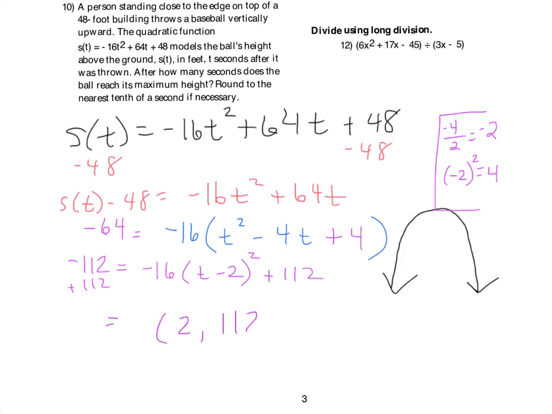2, 112. Yeah, that's exactly right. So the maximum height is the 112, and that's in feet. The T, in this case, we had the letter T, that stood for how many seconds? So at 2 seconds, it reached its maximum height of 112 feet. This problem only asked for the seconds. So the answer to the problem is 2 seconds.